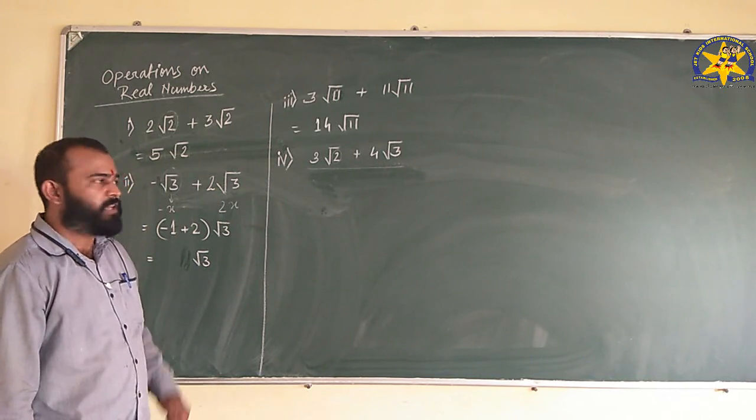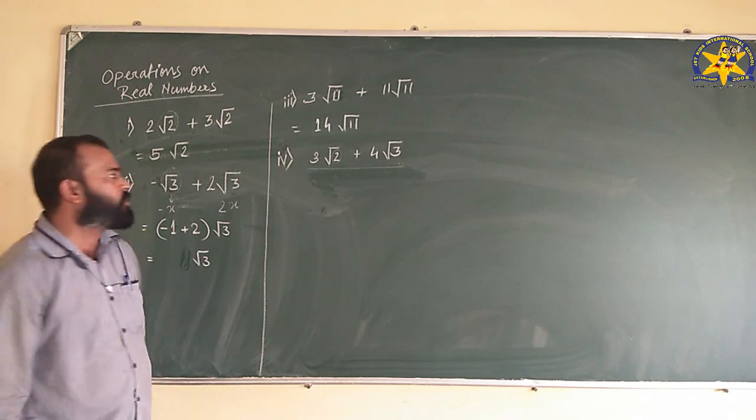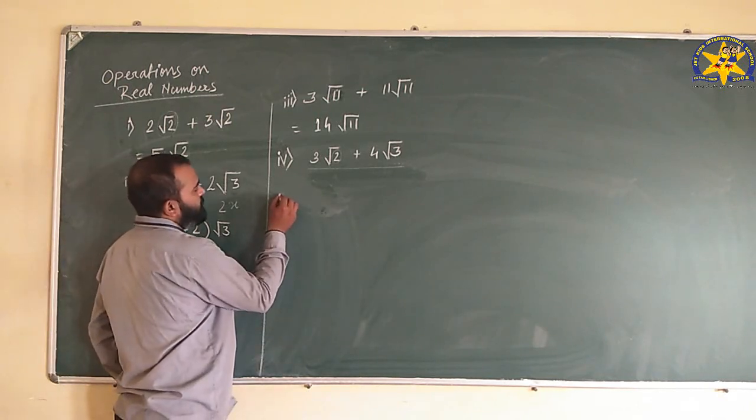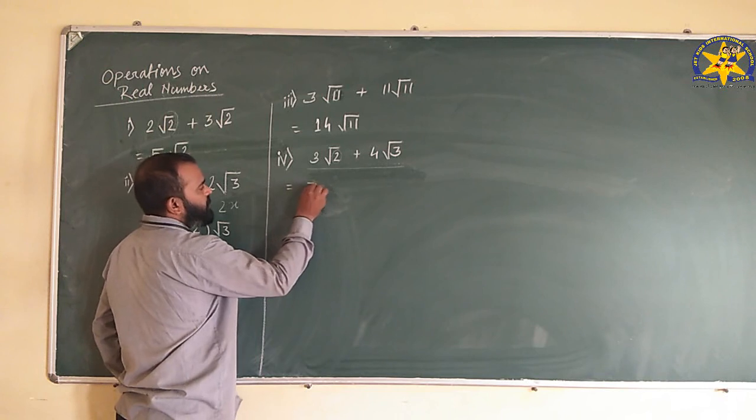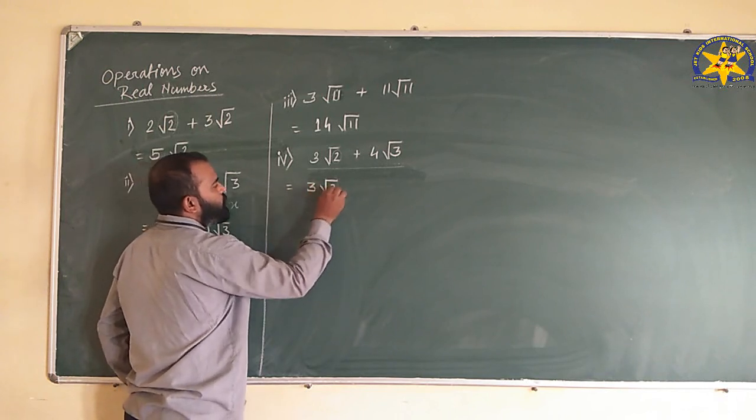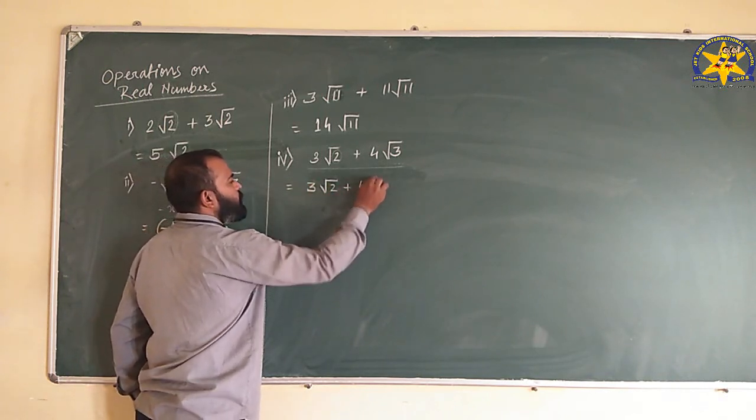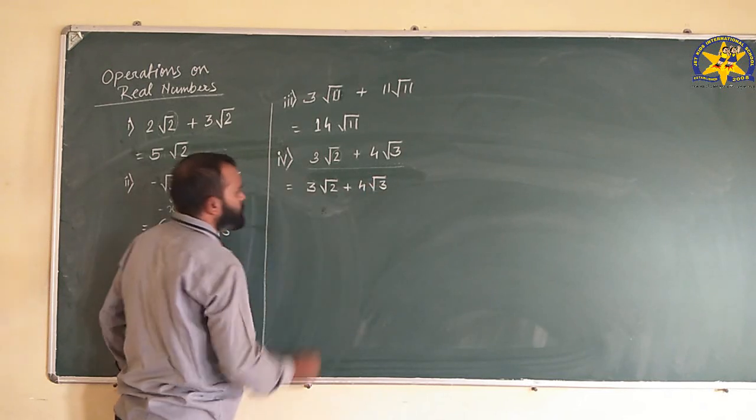understood? Again, how we count like terms, that I will give in the next example. What will be the answer for this? 3 root 2 plus 4 root 3 as it is.